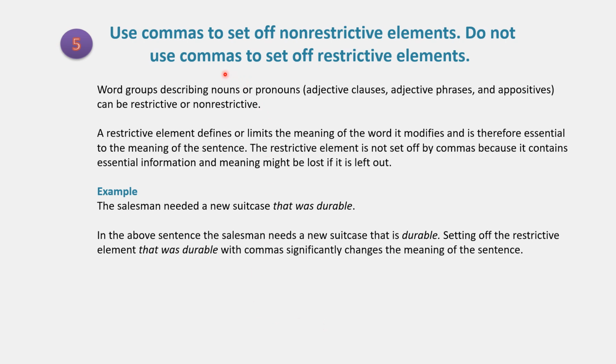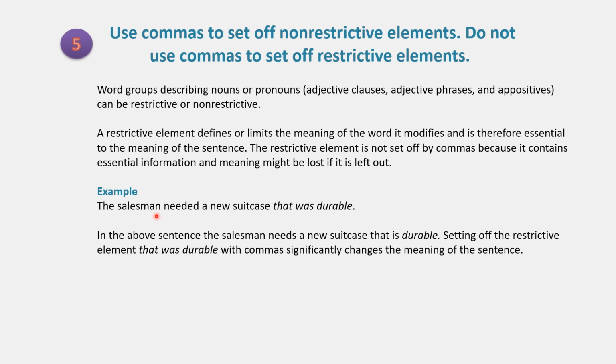So the fifth rule: use commas to set off non-restrictive elements. Do not use commas to set off restrictive elements. Word groups describing nouns or pronouns, adjective clauses, adjective phrases, and appositives can be restrictive or non-restrictive. A restrictive element defines or limits the meaning of the word it modifies and is therefore essential to the meaning of the sentence. The restrictive element is not set off by commas because it contains essential information and meaning might be lost if it is left out.